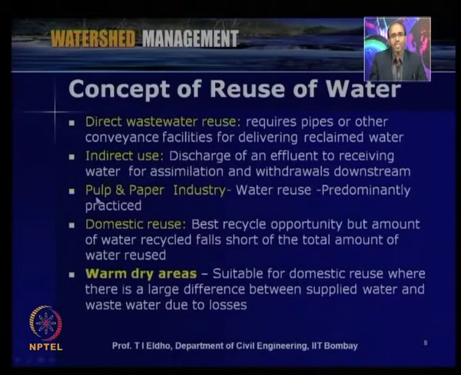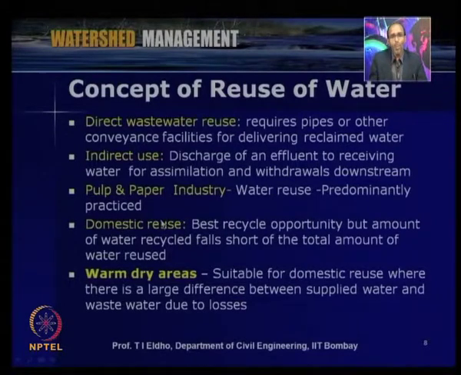Then, in industries like pulp and paper industries, water reuse is predominantly practiced. The effluent from one process is given some kind of treatment, and then reused for other processes. So, especially in pulp, textile and paper industries, this reuse is very common.